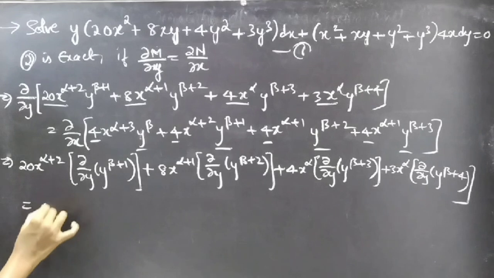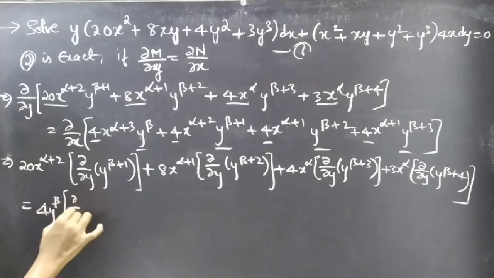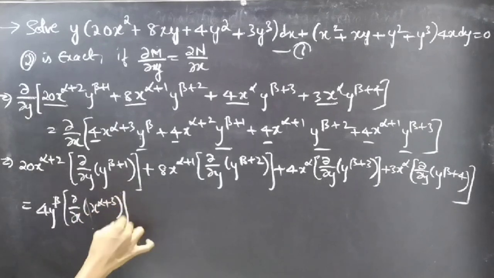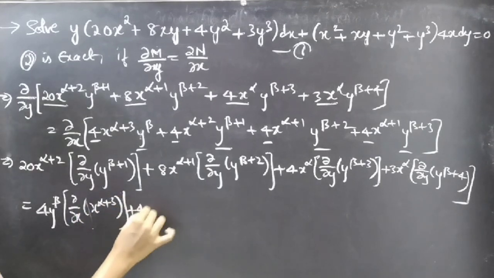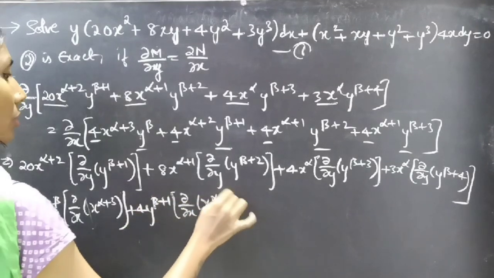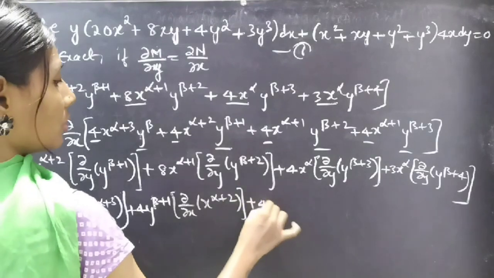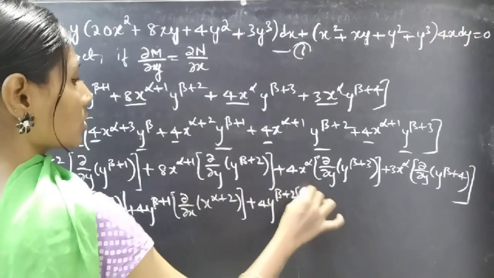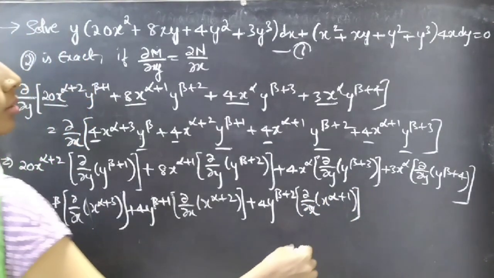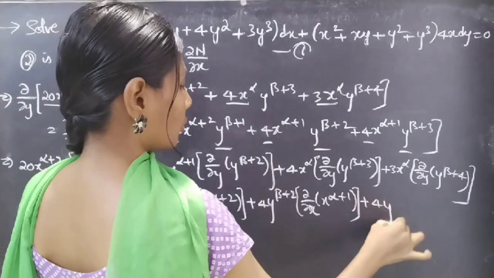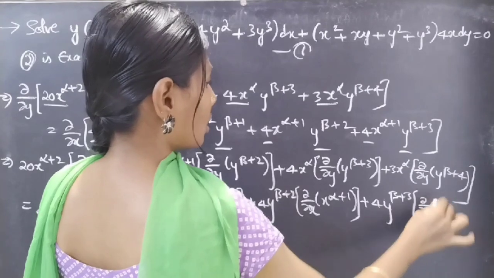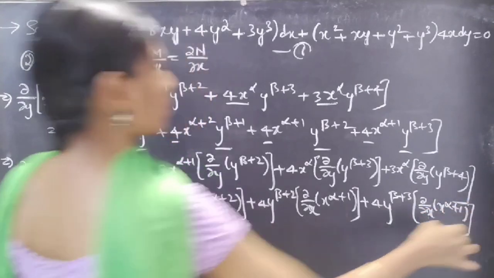equal to constant 4y^β into the partial derivative of x^(α+3) with respect to x plus 4y^(β+1) into the partial derivative of x^(α+2) plus 4y^(β+2) into the partial derivative of x^(α+1) with respect to x plus constant 4y^(β+3) into the partial derivative of x^(α+1) with respect to x.